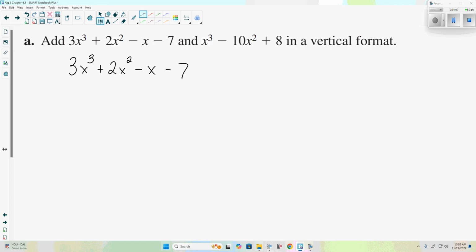Now, here we have x cubed is our biggest term, x squared, x, constant term. All the terms are there, so we're good there. We'll put the second one underneath it. So we have our x cubed term under the x cubed, our negative 10x squared under our x squared. We don't have an x term, so we don't have to put anything there. If we wanted to, we could put 0x, because 0x or no term there are the same thing, just so we have something there.